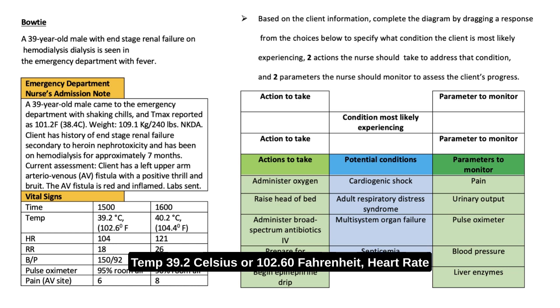Vitals taken at 1500 are: temperature 39.2 Celsius or 102.6 Fahrenheit. Heart rate 104. Respiratory rate 18. Blood pressure 150/92. Pulse oximeter 95% room air. Pain, AV site, 6 out of 10.